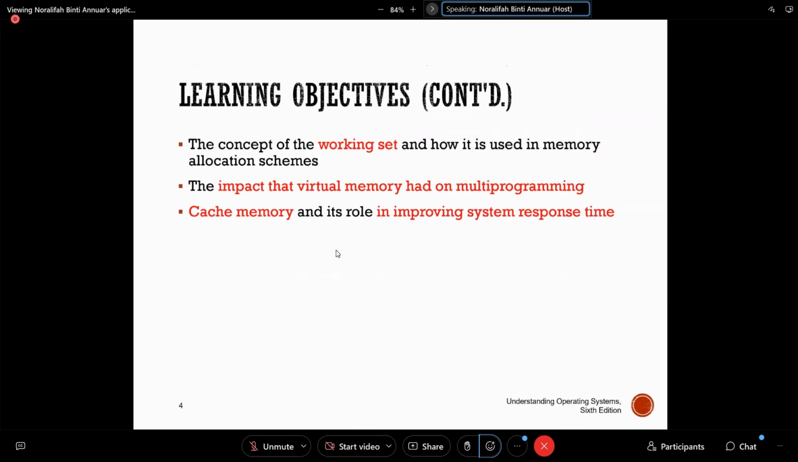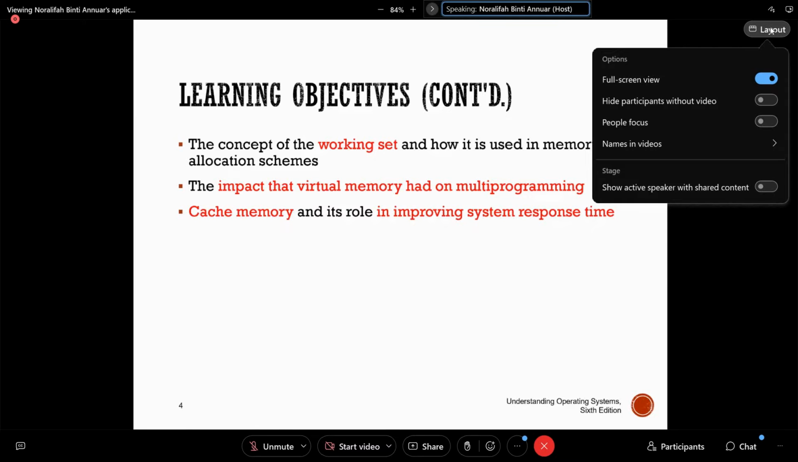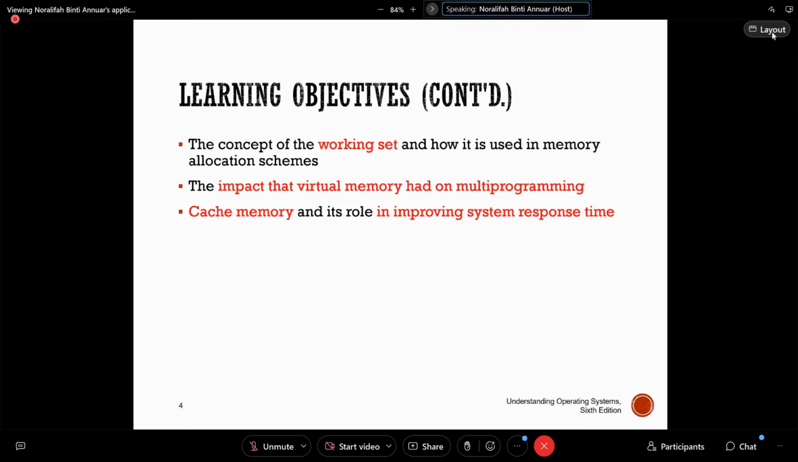Okay. What is the learning objective for this? For this lecture, it is the working set and how it's used in a memory allocation scheme, the impact virtual memory had on multi-programming, and the cache memory and its role in improving system response time. For cache memory, I will not really cover it in this lecture because we have a specific lecture for cache memory in your computer architecture. Remember? We studied cache memory specifically. So I'm not going to touch much on it. I think everyone already knows how it works, right?